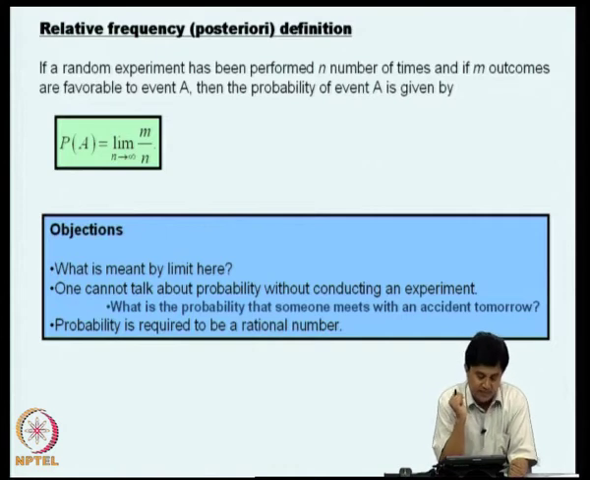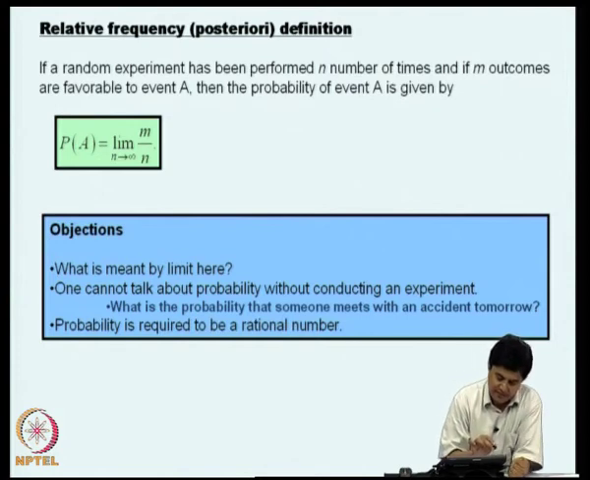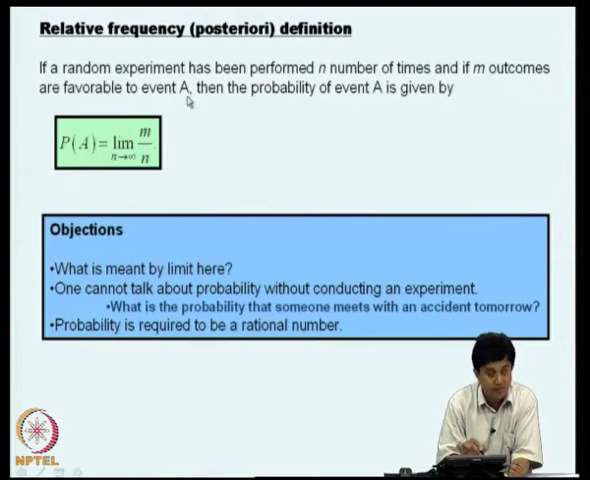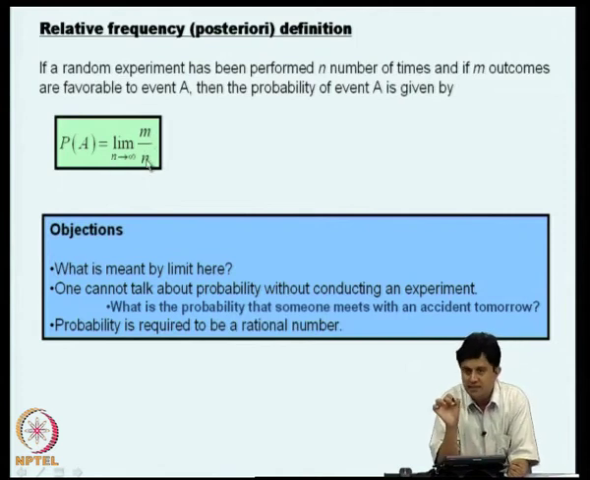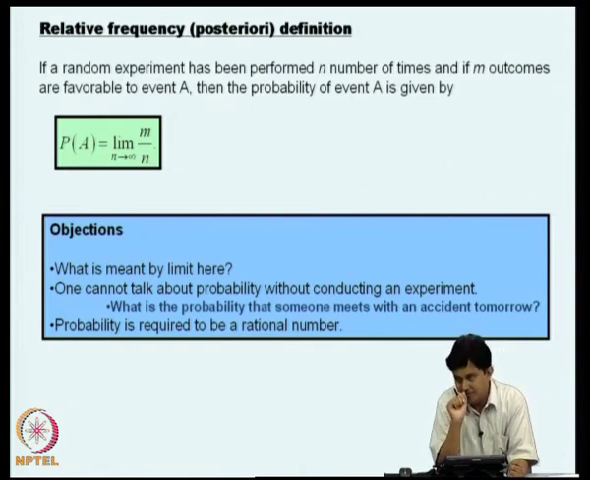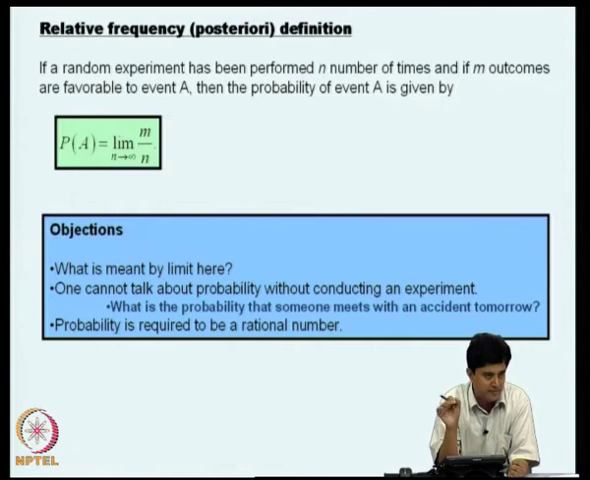Now, we will go to the next definition, that is relative frequency or so called posteriori definition. Here the definition is as follows: if a random experiment has been performed n number of times and if m outcomes are favorable to event A, then the probability of event A is given by the limit of the number of trials n going to infinity of m by n. So, you toss a coin a very large number of times and see how many times you get head. So, the number of times you have got head divided by the number of trials is the probability of getting head. So, this definition is purely based on experimentation.